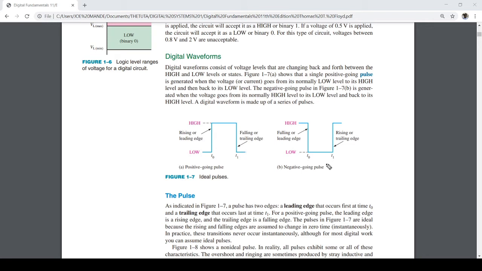But with a negative going pulse, it's just the inverse. We are moving from high to low, which becomes the falling edge, and then the rising edge is from low to high. These are just the types of pulse that you can have: a positive going pulse or a negative going pulse. The two are just inverse to each other.